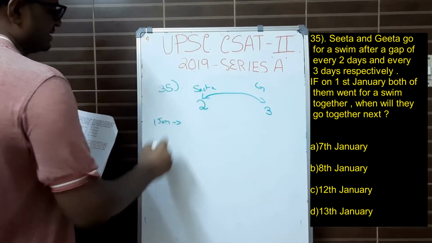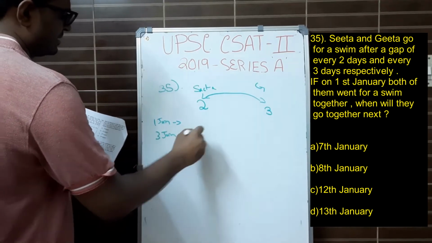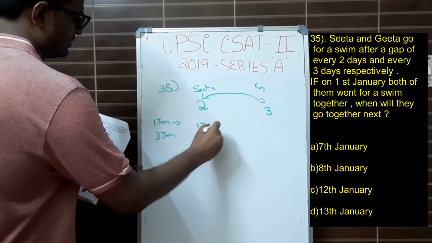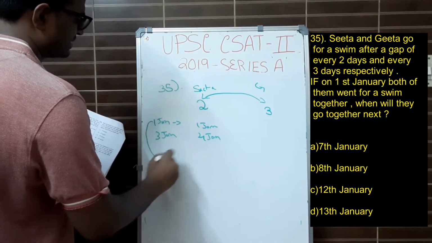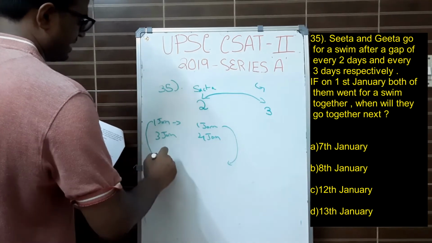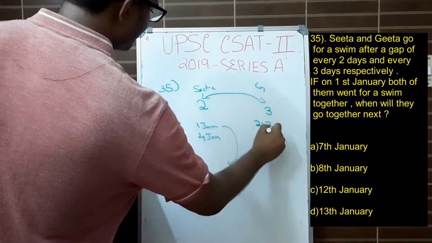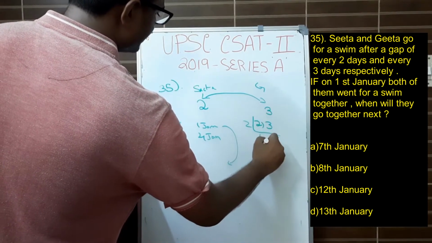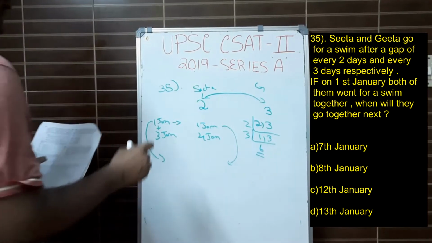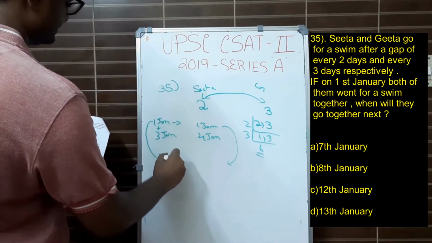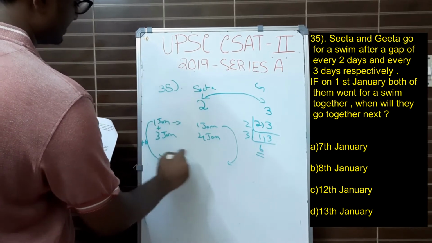On 1st, both of them went, but Sita will join next only on 3rd of Jan, and Geeta will join on 4th of Jan. So they will coincide on a date which is a common multiple of 2 and 3, added to 1st of January. So the LCM of 2 and 3, that is the least common multiple of 2 and 3, you get as 6. Okay. So after every 6 days, there will be a concurrence. 1st of January plus 6 will give you 7th of January.